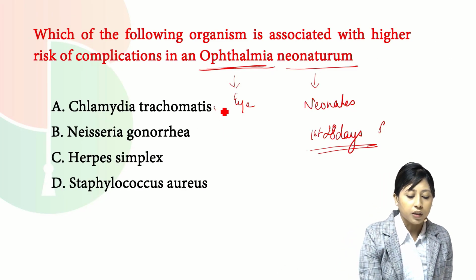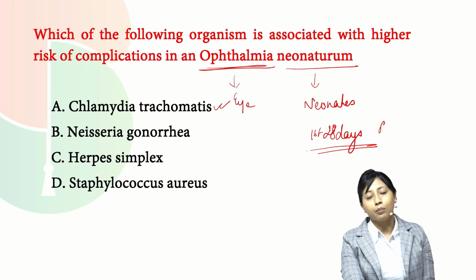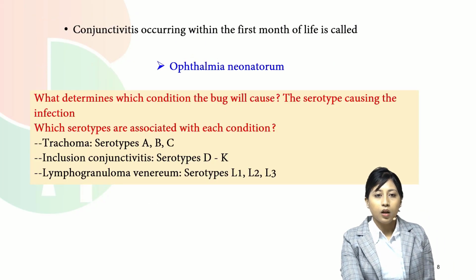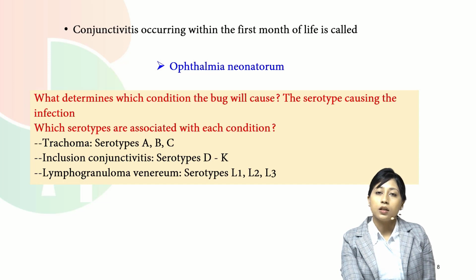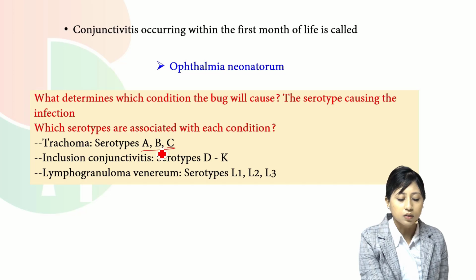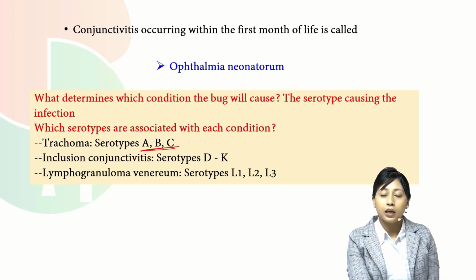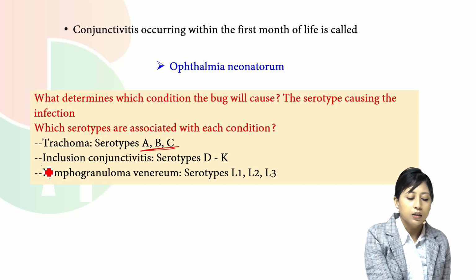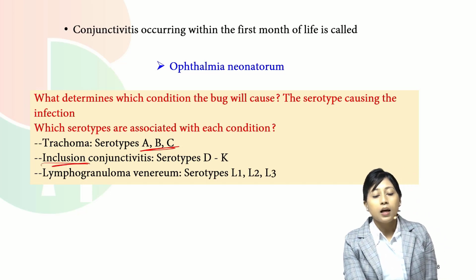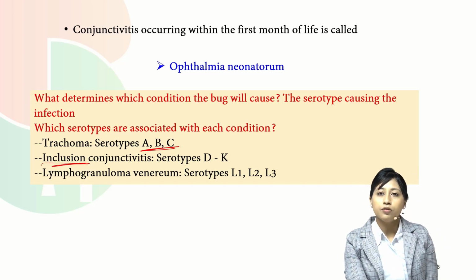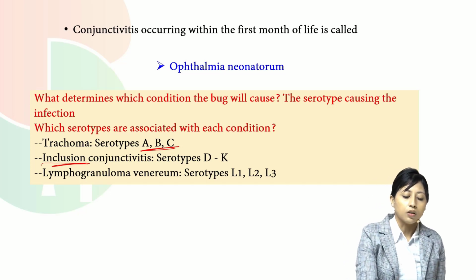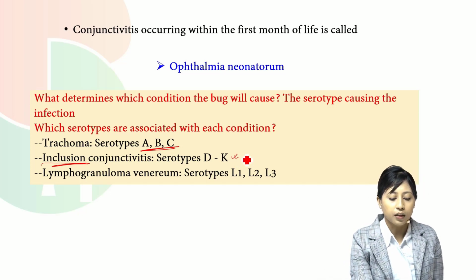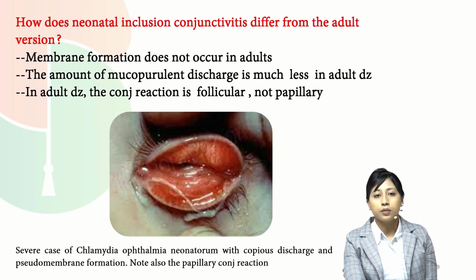Now talking about the other options in this question. First option is Chlamydia trachomatis. Let us see what Chlamydia trachomatis can cause. Chlamydia trachomatis has several serotypes which can cause different diseases. These serotypes are based on the direct immunofluorescence test. Serotypes A, B, C cause trachoma. Serotypes D to K cause inclusion conjunctivitis, that is Chlamydia trachomatis conjunctivitis, and serotypes L1 to L3 cause lymphogranuloma venereum. For us, we will be discussing inclusion conjunctivitis.